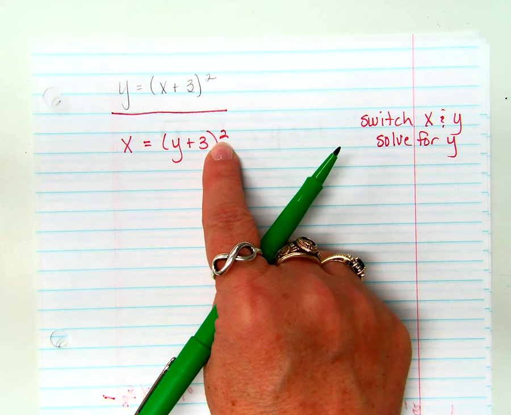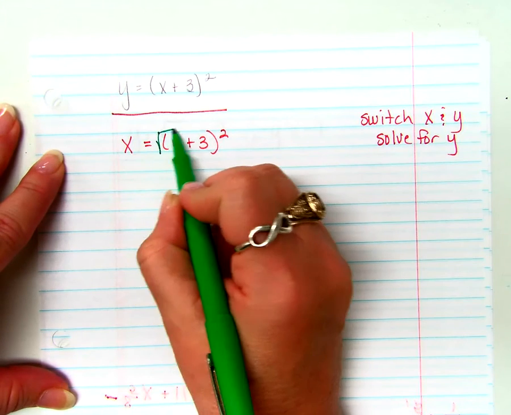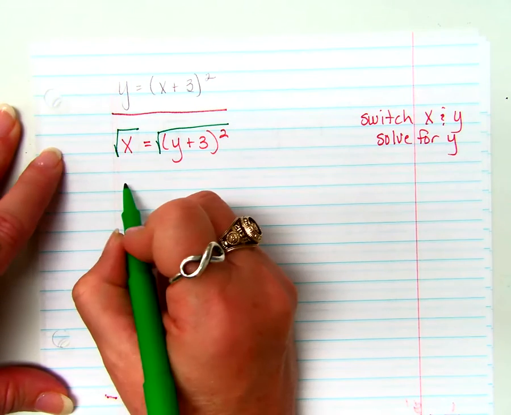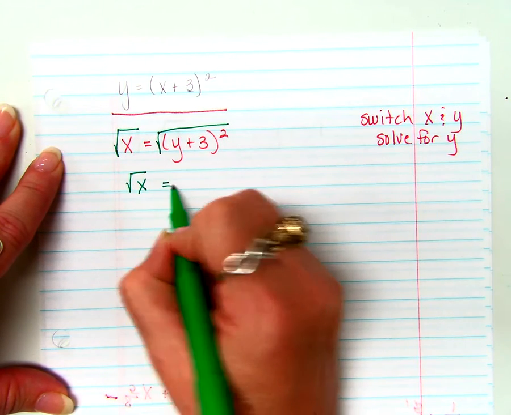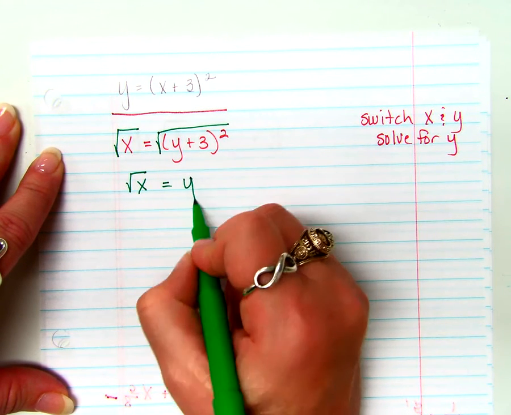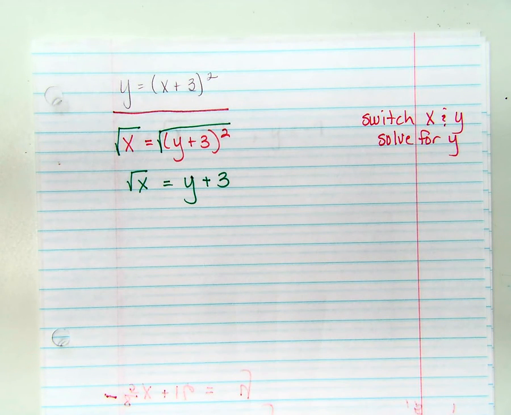How do I undo a squared? Well, I undo a square by taking the square root. So if I square root this side, I have to square root that side. So I end up with the square root of x equals, well, if I'm taking the square root of something being squared, I just get what was in parentheses to begin with, the y plus 3.